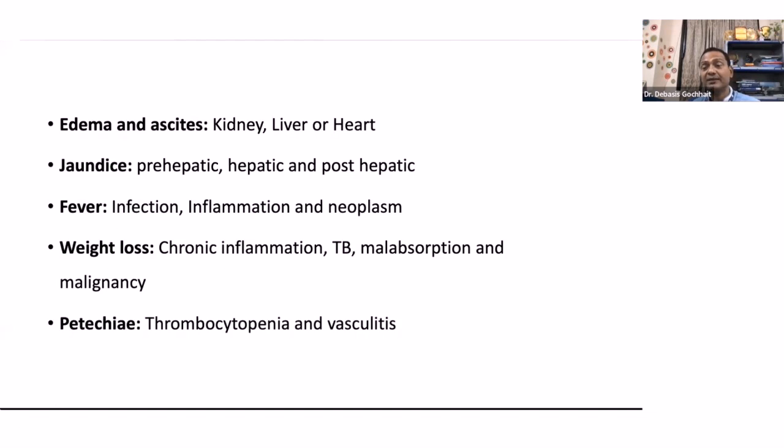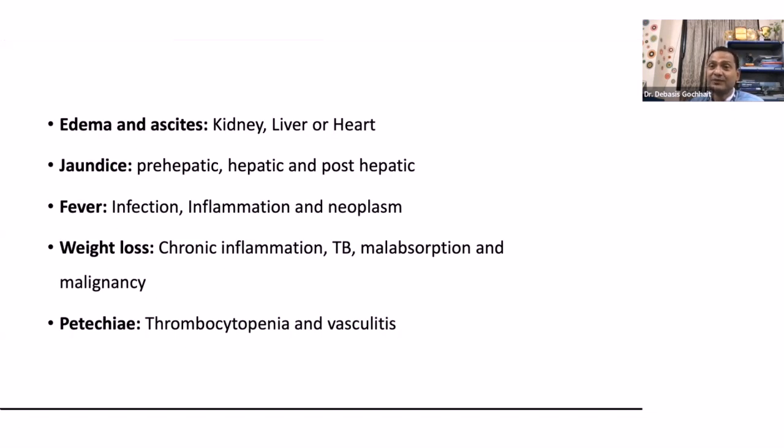Now, petechiae. If somebody has rashes or bleeding spots in the body, then that can be because of thrombocytopenia, that is decreased platelets, or it could be because of damage to the vascular vessels, that is vasculitis, or inflammation of the blood vessels. Okay. Now, just by seeing petechiae, can I say that is because of thrombocytopenia or vasculitis? Again, remember, I cannot say.